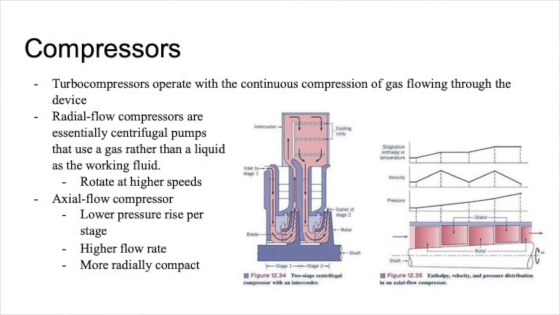There are also turbo compressors, which operate with the continuous compression of gas flowing through the device. There's a significant pressure and density increase, as well as considerable temperature increase. Radial flow compressors are essentially centrifugal pumps that use a gas rather than a liquid as a working fluid. Another widely used configuration would be the axial flow compressor, which has a low pressure rise per stage and a higher flow rate and is more radially compact than a centrifugal compressor.